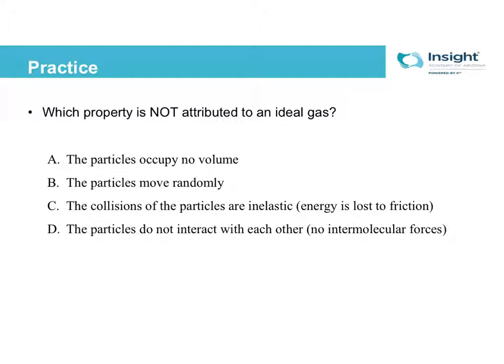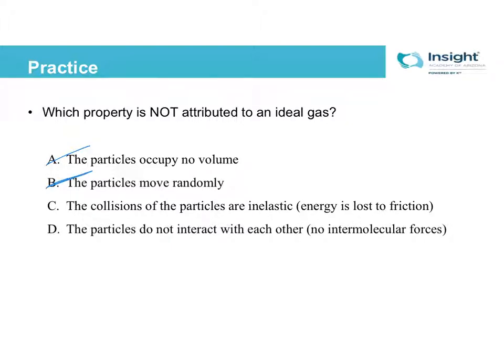So, which property is not attributed to an ideal gas? All right? So really, it's which of these is not something we just listed on the last slide. All right? So ideal gases, we do assume that they have negligible volume. So that is a property of an ideal gas, so that's not going to be the answer here. We also assume that they move randomly.